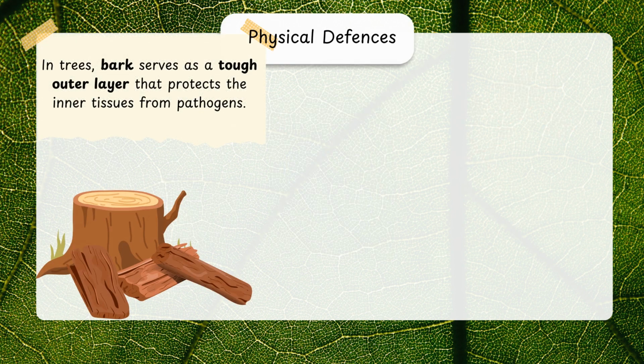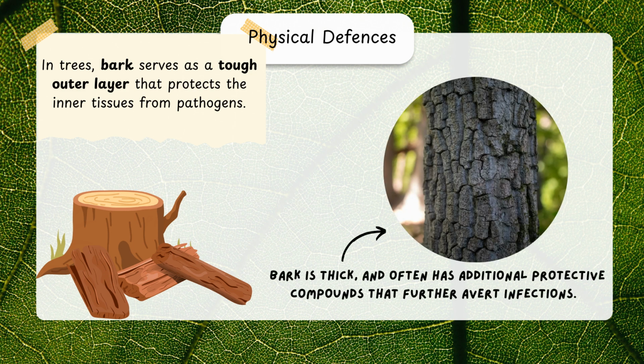In trees, bark serves as a tough outer layer that protects the inner tissues from pathogens. Bark is thick and often has additional protective compounds within that further avert infections.